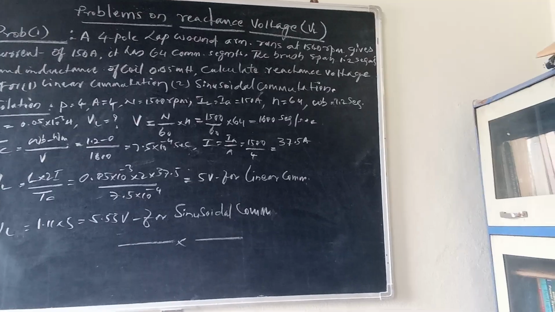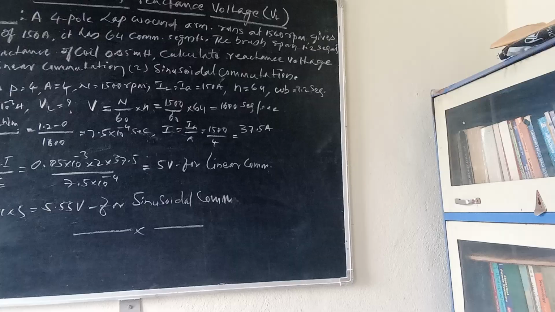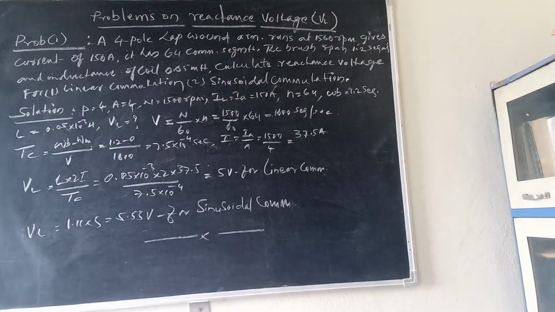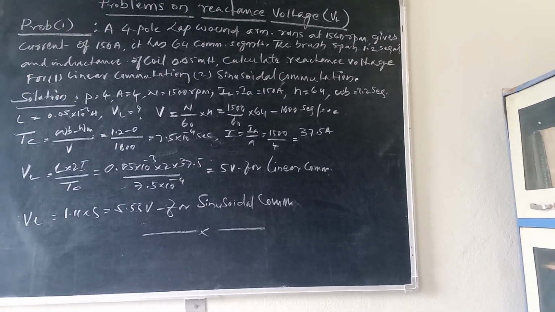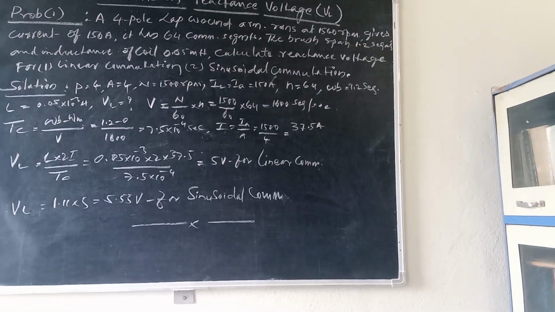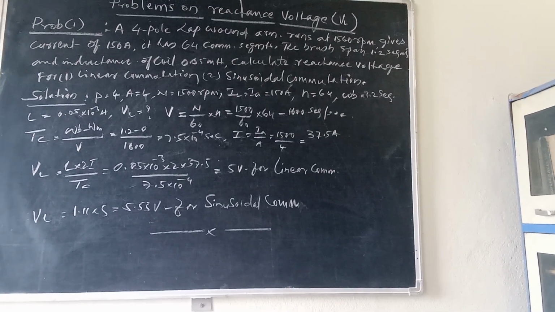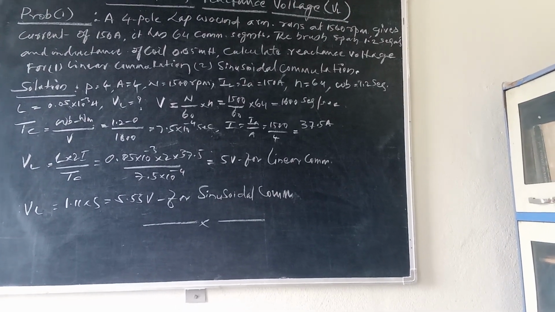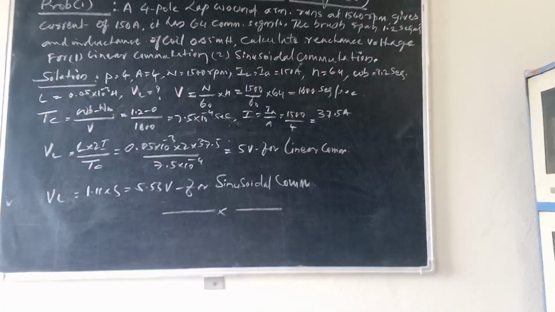Then the current per armature path is equal to Ia, the actual armature current of the generator, divided by the number of parallel paths. 150 by 4 gives you 37.5 ampere. Then the VL formula is L into di by dt, where dt is the commutation period, and di is 2 times the current, its total change. Substituting all the values: 0.05 into 10 to the power of minus 3 into 2 into 37.5 is the current, divided by 7.5 into 10 to the power of minus 4. Simplified, you will get 5 volts for linear commutation.